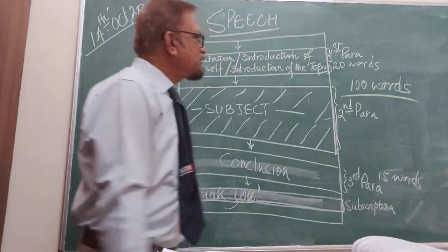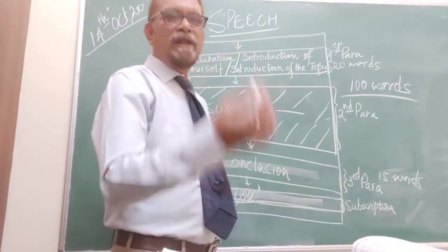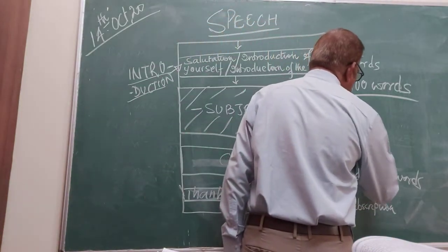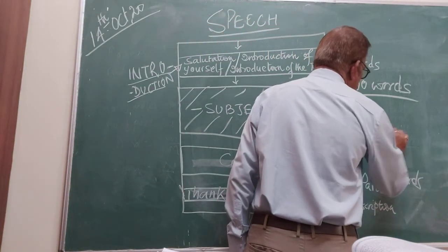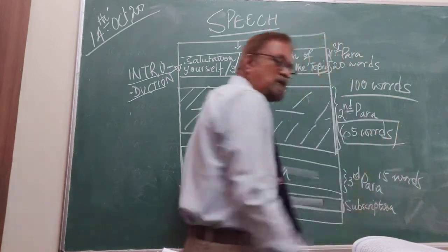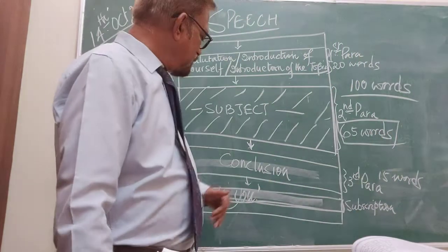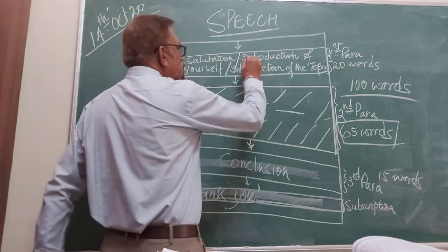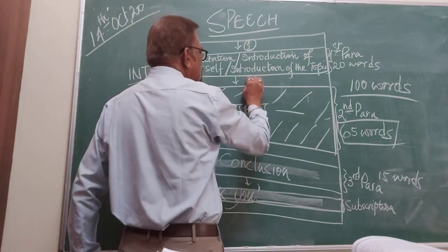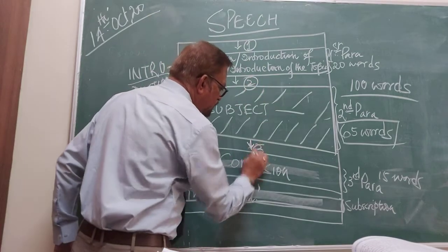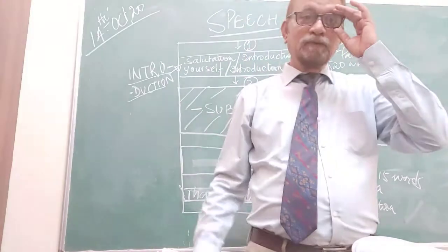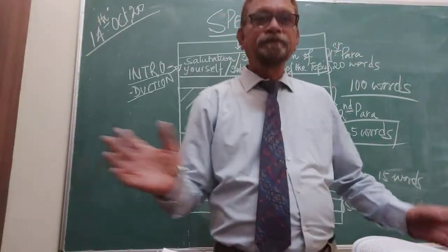So that you have consumed how many? 35 words. So you are left with 65 words. So the second paragraph should be of 65 words, because you are going to describe the topic in it. Then comes the subscription. Just thank you. So there are 4 stages: 1, 2, 3, and 4. You're getting the point?